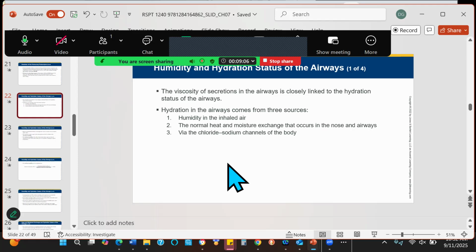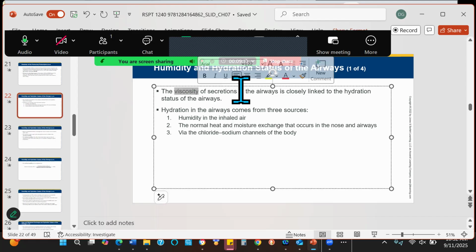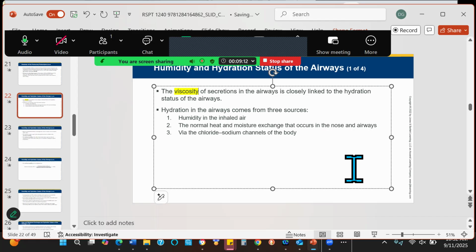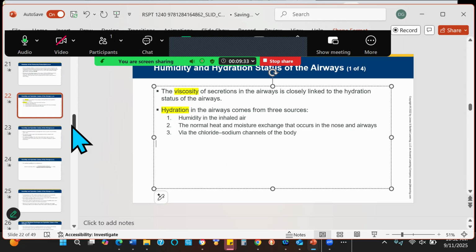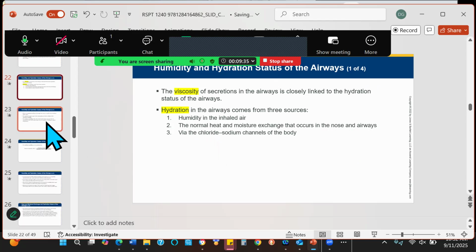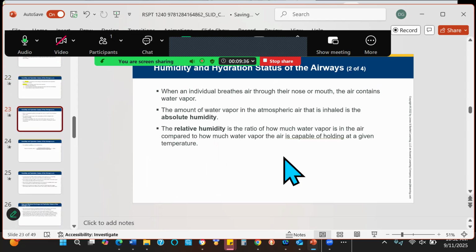Thickness of the secretions is all about hydration. Viscosity means thickness, so the thickness determines how well our lungs can clear the offending organism or whatever the particle is. Humidity, normal heat moisture exchange. This goes by the chloride sodium channels of the body. But hydration, one of the best things you can do for your patient, just push that water pitcher to them and say, are you drinking enough water? It really makes a difference.